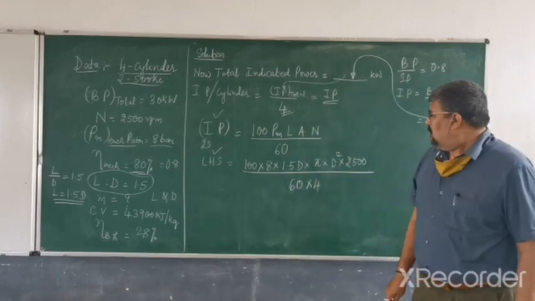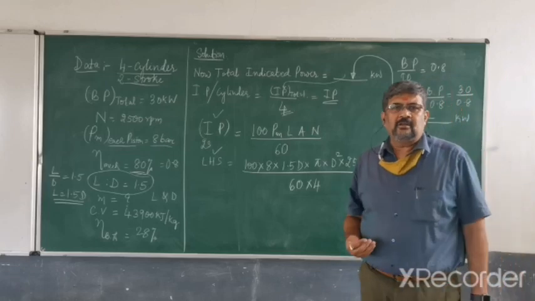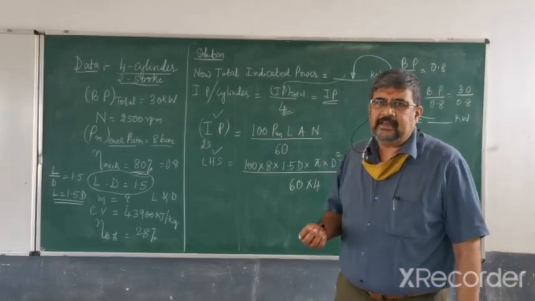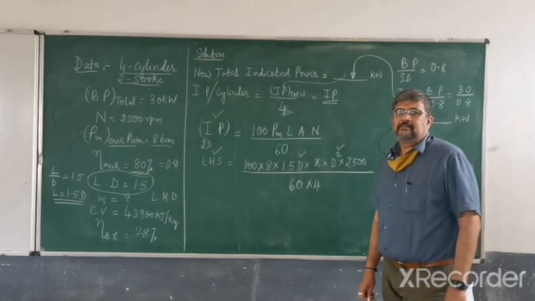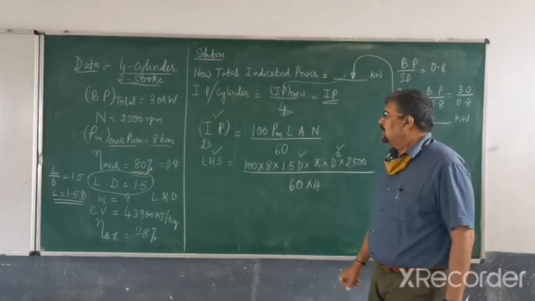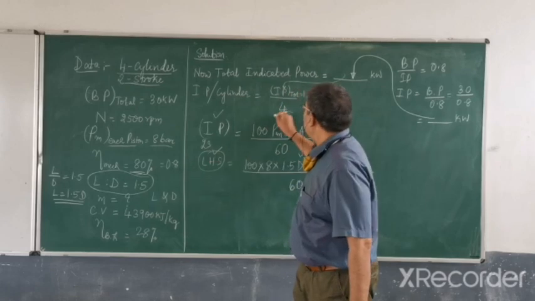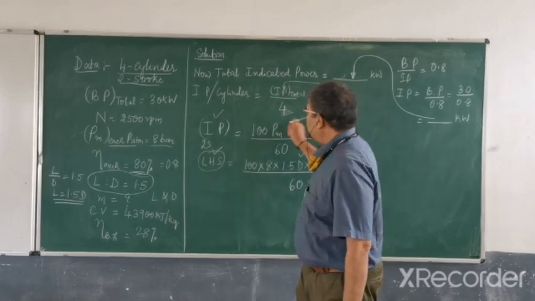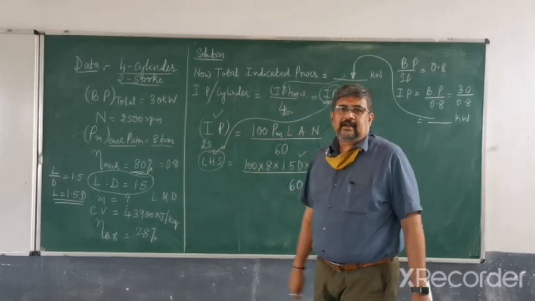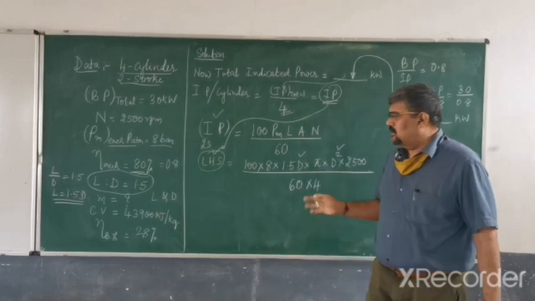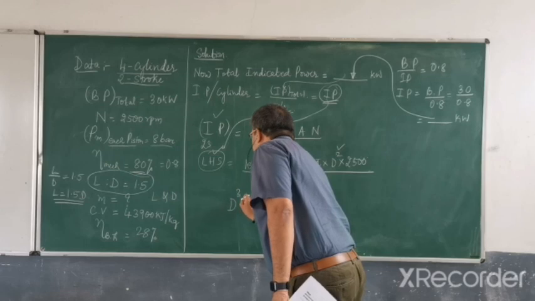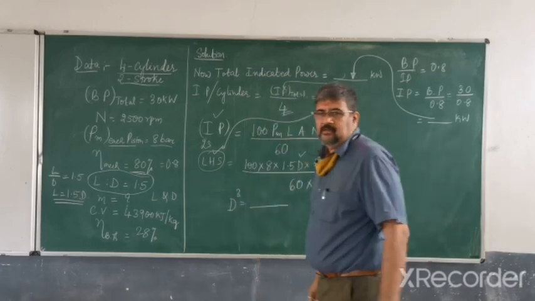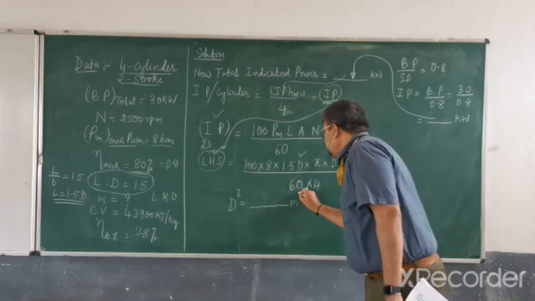Okay. So now we will have a cubic equation in D, because we have a D here and D square here. This LHS you have already found out from here, so we write that value here and equate the two, and do the calculations. Finally you will get something like D cube is equal to some value, and this will be in meter cube.